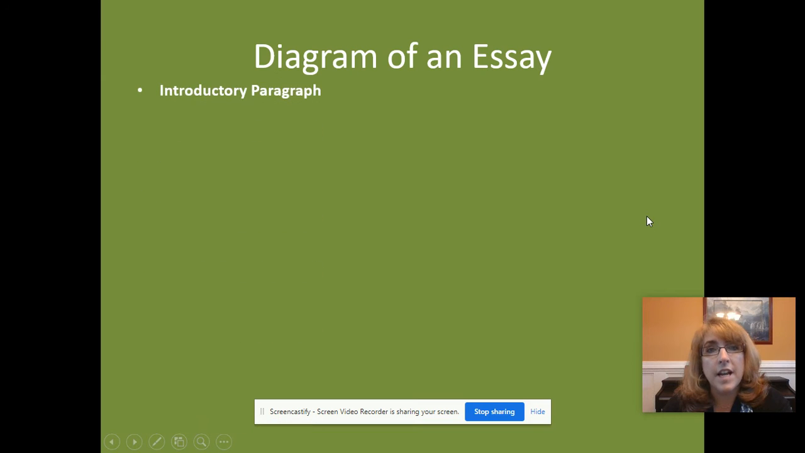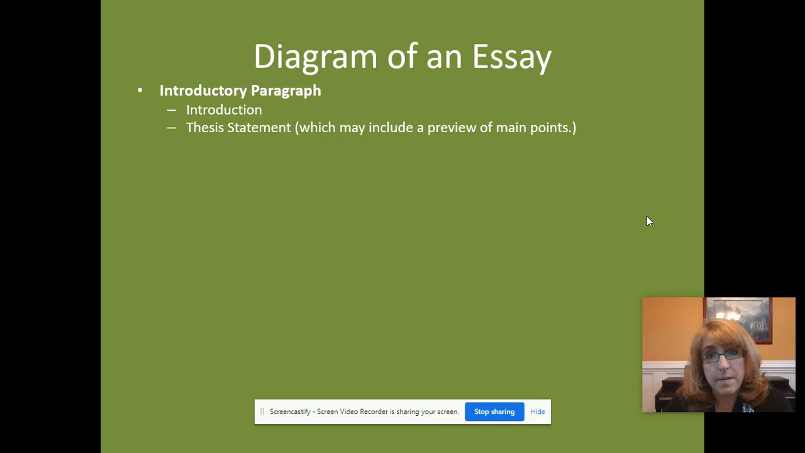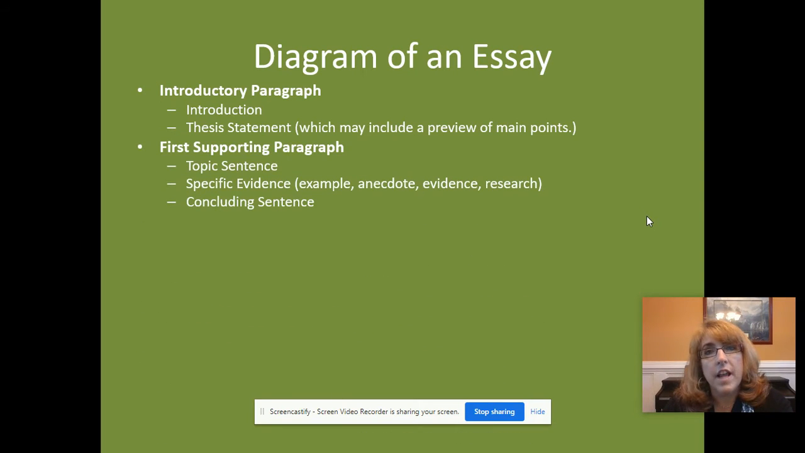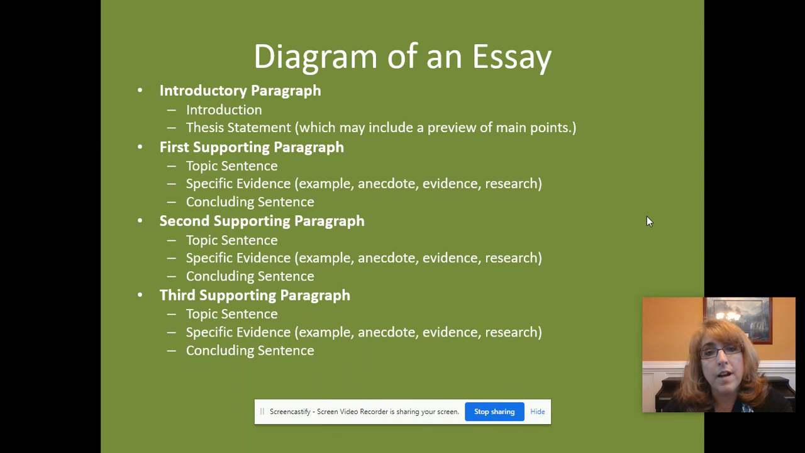So the first is the diagram of the essay. You're going to begin with the introduction, which includes your thesis statement, and it may preview your main points. And really, your thesis needs to be the last sentence of the introduction. You're going to have 3 body paragraphs, and each one should have a topic sentence, specific evidence, including research, examples, anecdotes. The more specific you are, the more you help your reader understand your point. And then you need a conclusion, which is a summary and a restatement of what you said in the beginning.